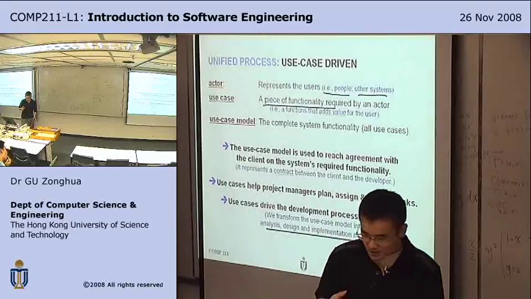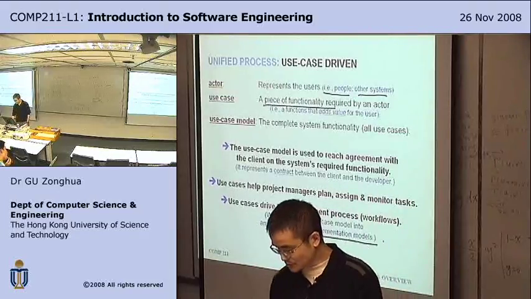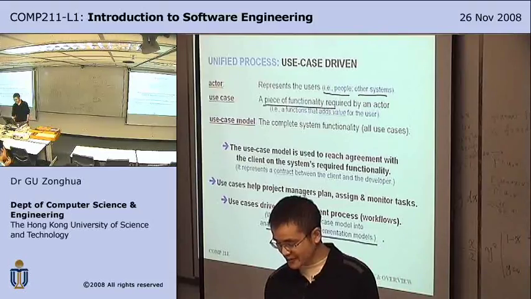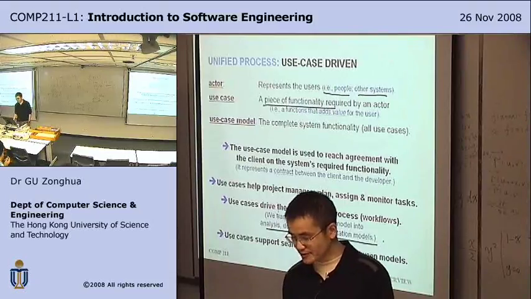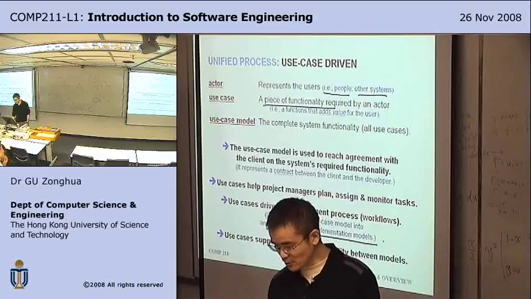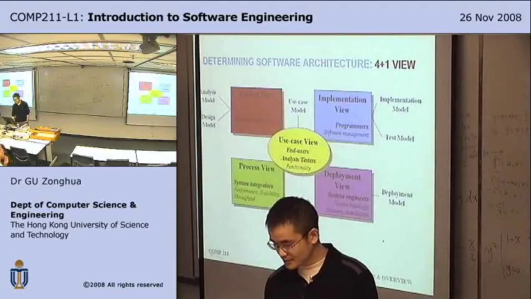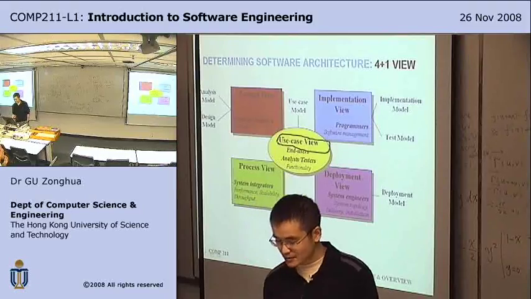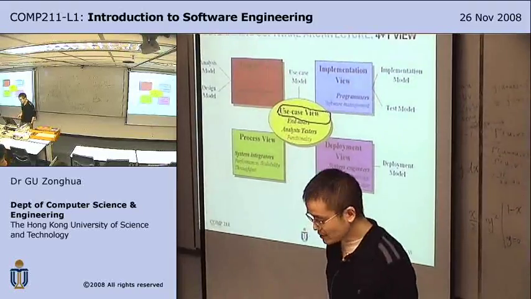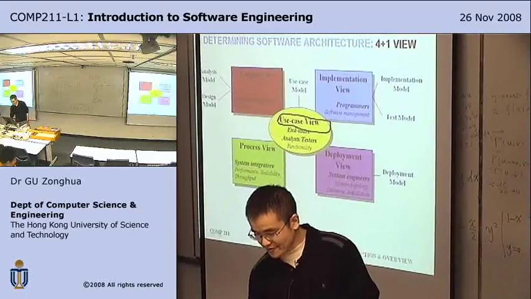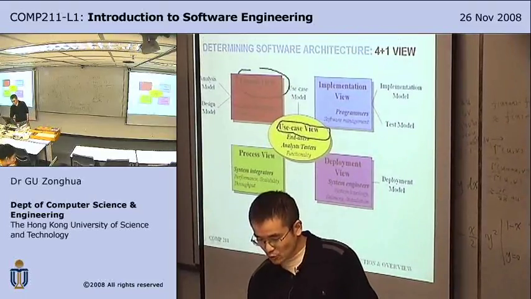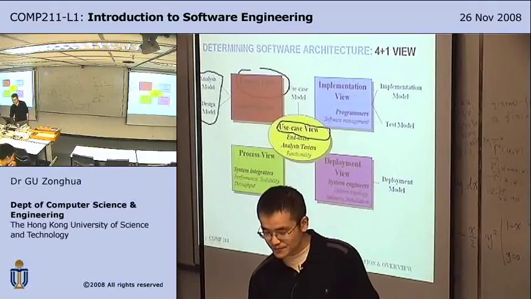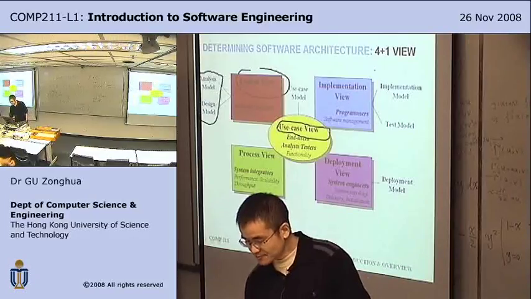That is, base your analysis and design models on the use case, including the flow of events. Support traceability between models. So 4+1 view shows it clearly. Use case view sits in the middle. So everything must be related to a use case. Then you have logical view, where analysis and design models are part of the logical view. Implementation view is the implementation and test models.